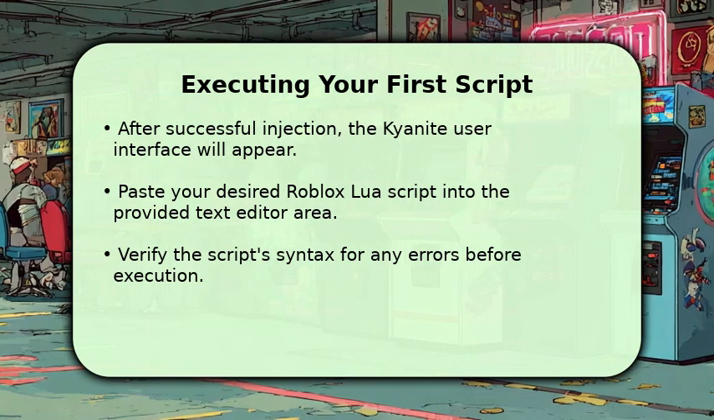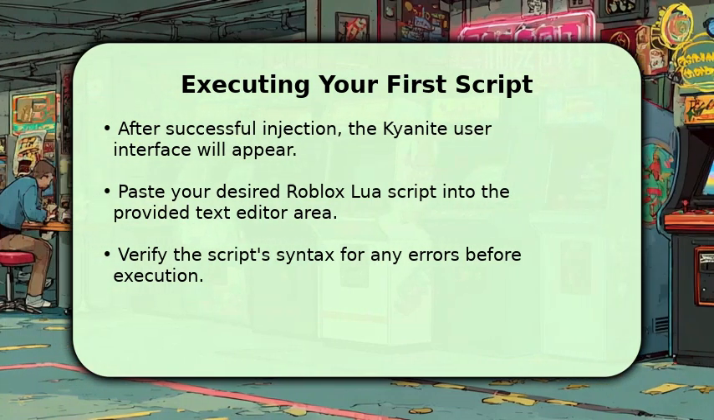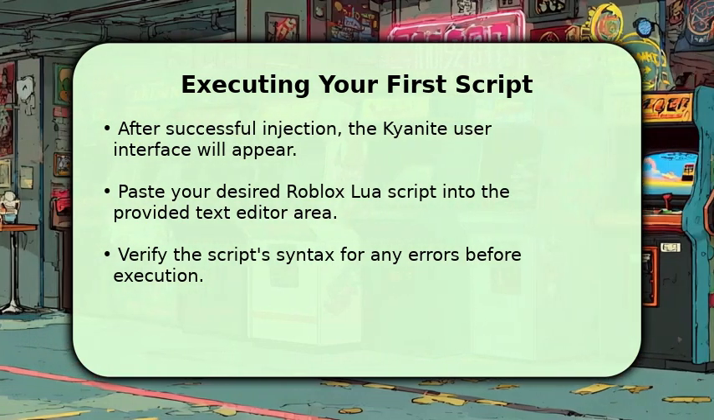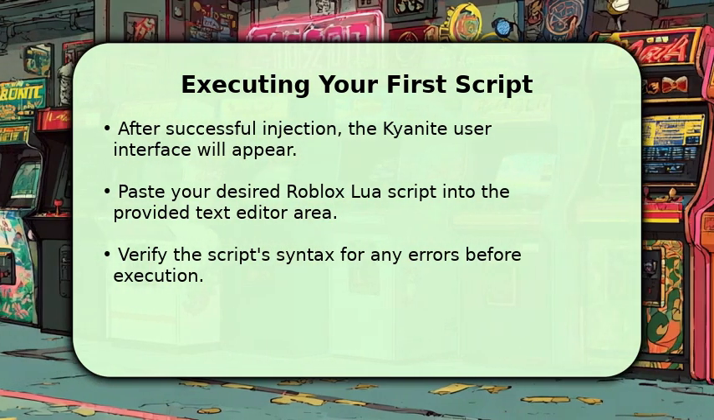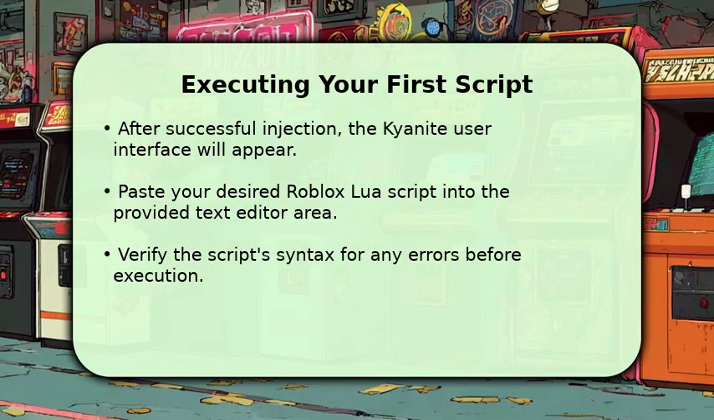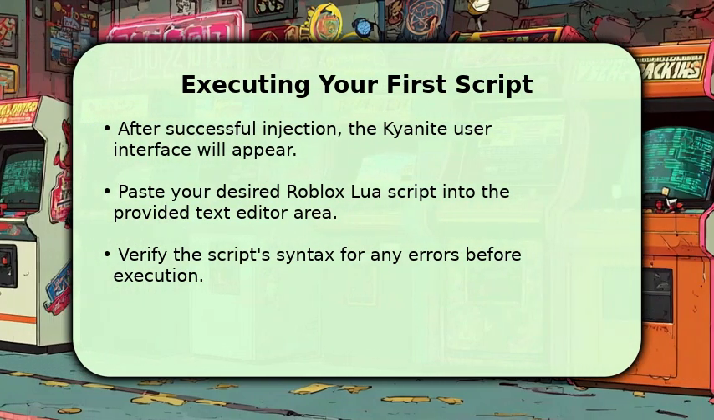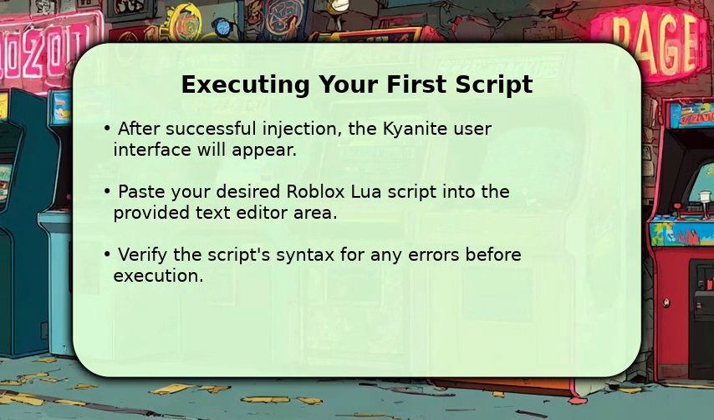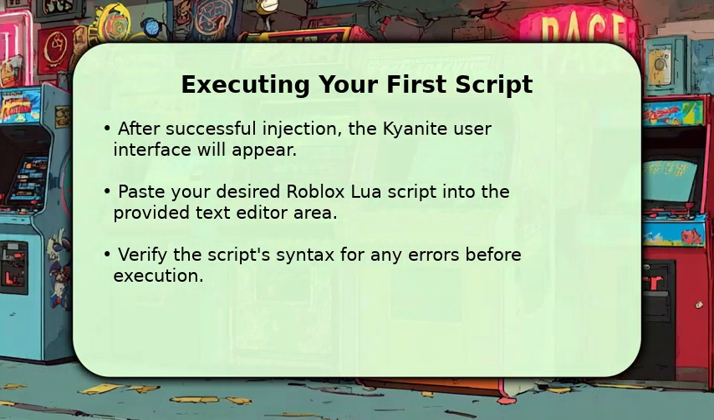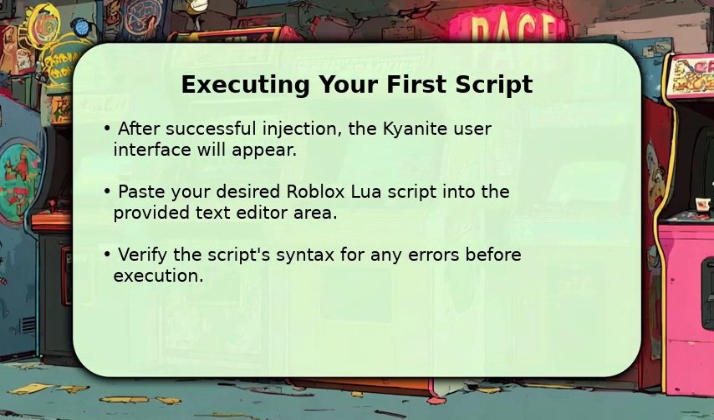You'll see a text editor window within the Kyanite interface. This is where you'll paste your Lua scripts. Find a script you want to use, copy it, and then paste it directly into this editor. Before executing, quickly review the script for any obvious errors. Once you're confident, simply click the Execute button. The script will then run in your Roblox game, often providing immediate effects or changes.